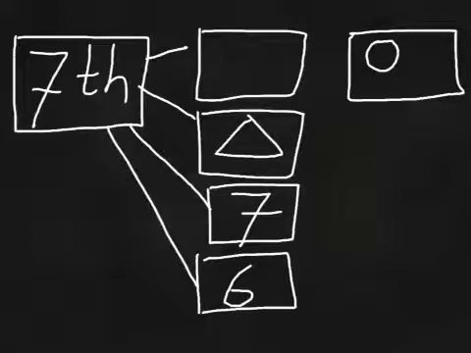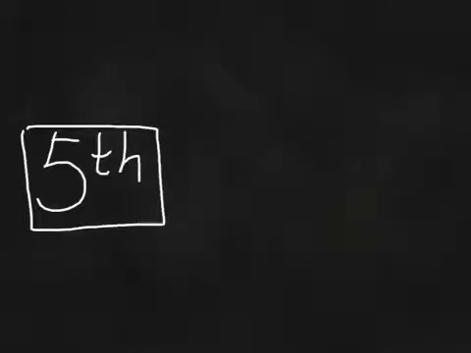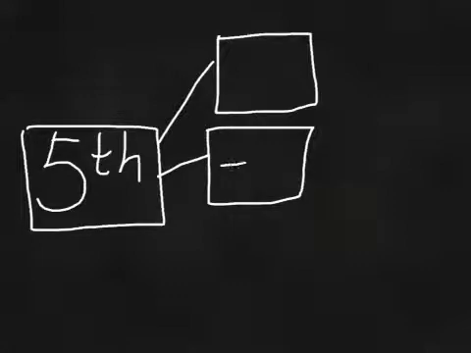So let us go back to the basic structure again. Here we have everything, and let's have a look at the 5th. So what can the 5th be? The 5th can be natural, then you don't need to say anything. 5th is natural, nothing has to be written. If the 5th is diminished, I like to write -5.